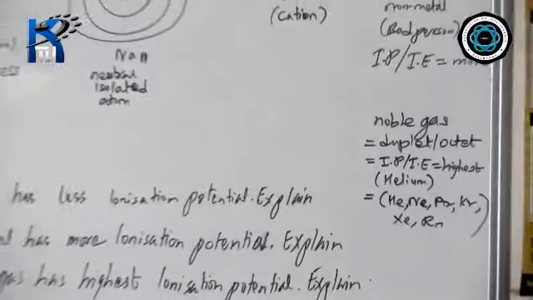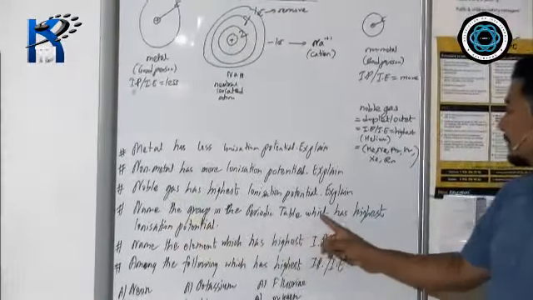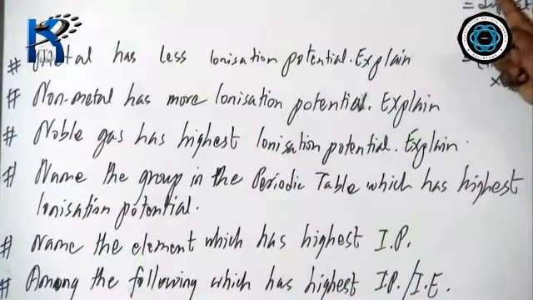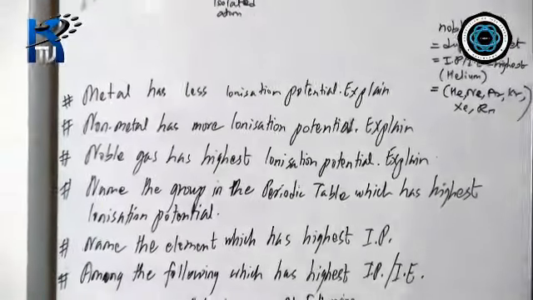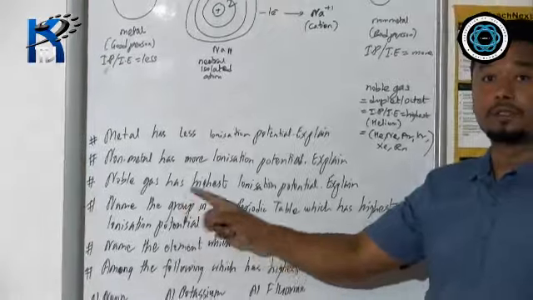Now let us go with some objective questions of your ICSE. Name the group in the periodic table which has the highest ionization potential. And as I said, who has the highest? Noble gas. And they belong to which group? Group 18 or group 0. So the answer is group 18 or group 0.